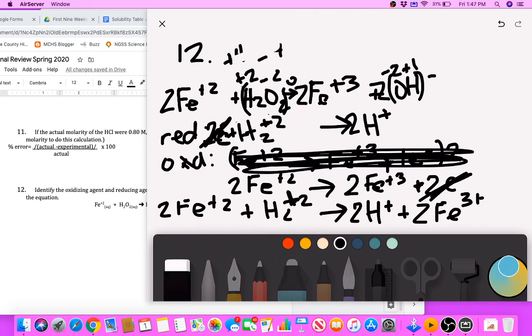Now, if we want to get rid of some of this extraneous stuff, we see we have 2 Fe's on the left, 2 Fe's on the right. We have 2 H's on the left, 2 H's on the right. We have 2 O's on the left, 2 O's on the right. Now let's check our charges.